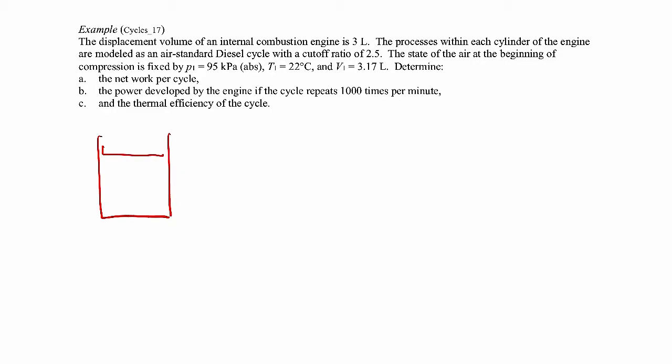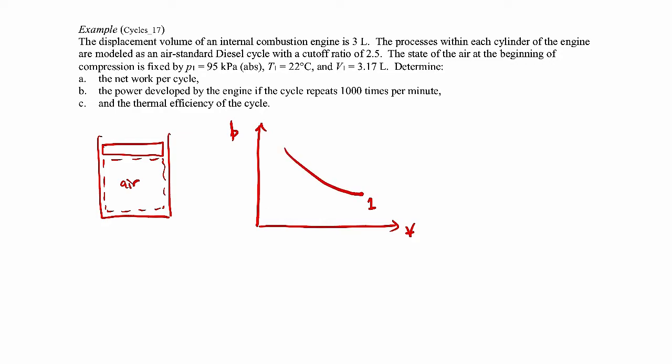So what we have is a piston cylinder arrangement with some air in here. This is our system. It's a diesel cycle, so let me draw a PV diagram. State 1 is here. We're going to do isentropic compression from state 1 to state 2. It's compression because we're going from a large volume to a small volume, right? So that's an isentropic compression process.